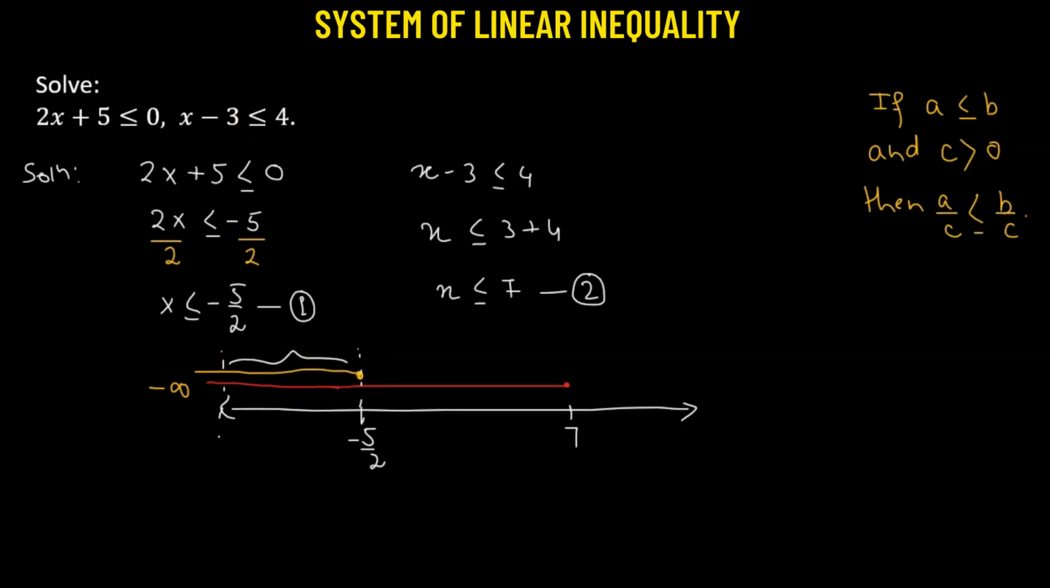If we write this in interval form, it will start from negative infinity and go all the way up to negative 5 over 2. Negative infinity by definition is unbounded, so we'll use an open interval. But negative 5 over 2 is a part of the solution, so we'll have to use a closed interval. So this is the solution to the given system of linear inequalities.